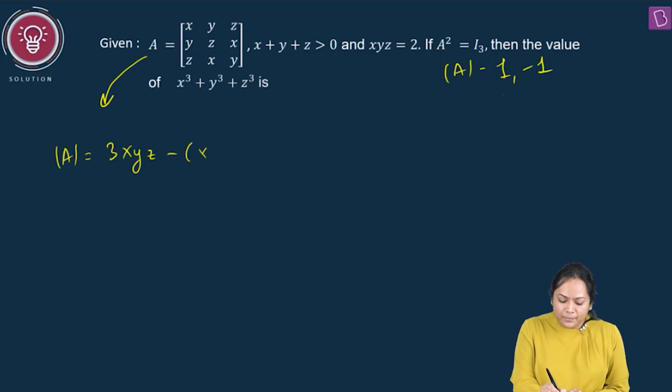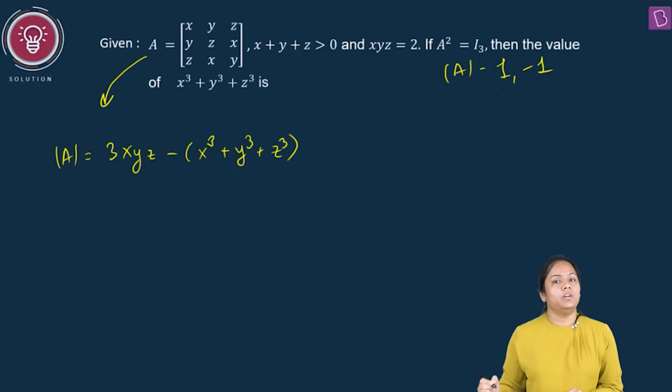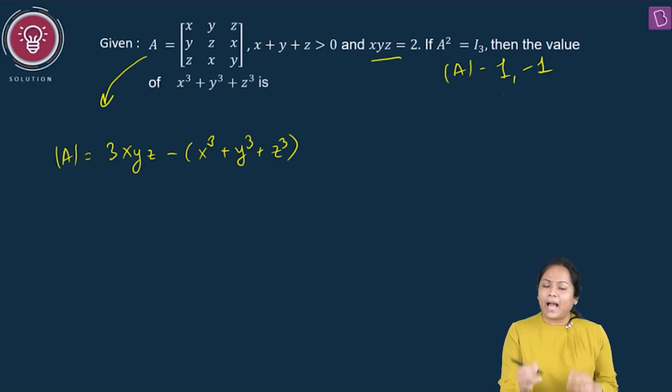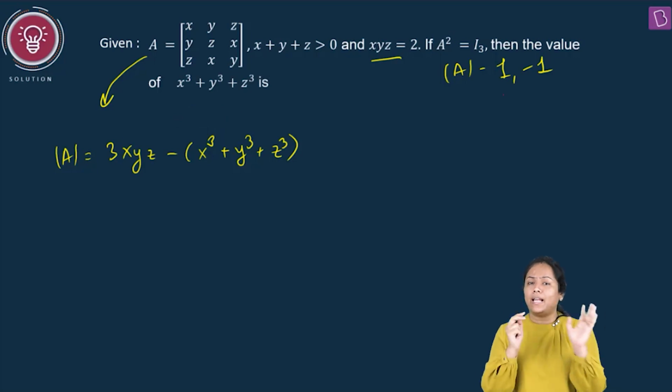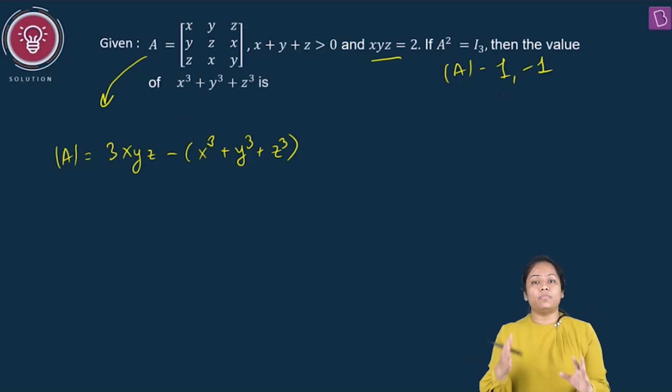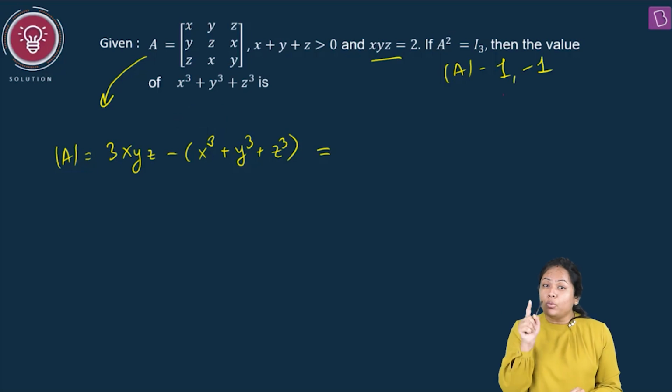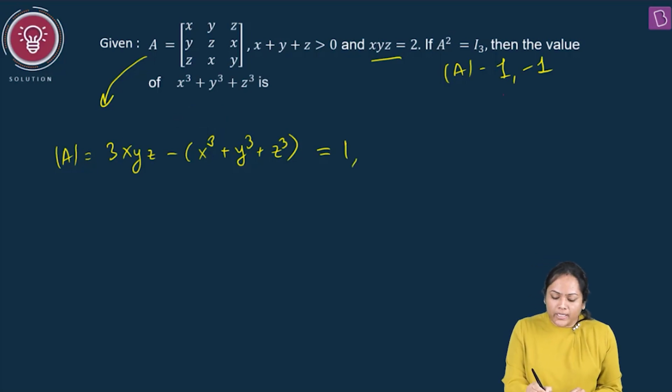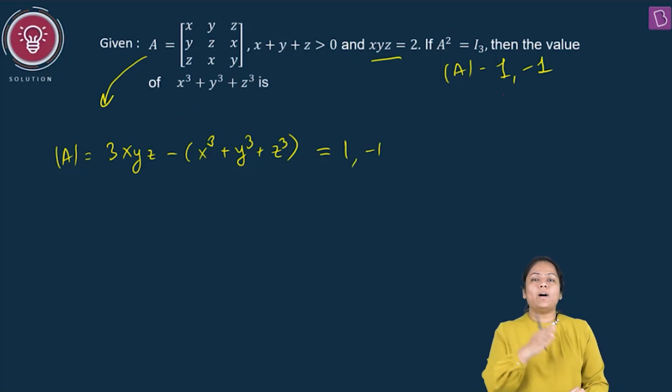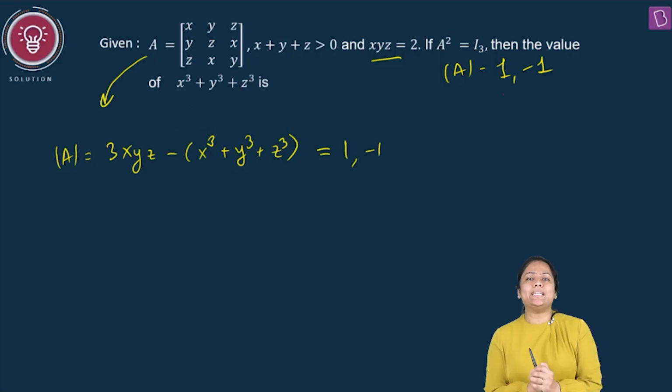So it's 3xyz minus (x cube plus y cube plus z cube). Okay, so that means I already have x, y, z. I'll substitute it here. I'll get the value of x cube plus y cube plus z cube. But you have to remember, you have to equate it to one of these two, either 1 or minus 1. And then only you'll get one unique value.